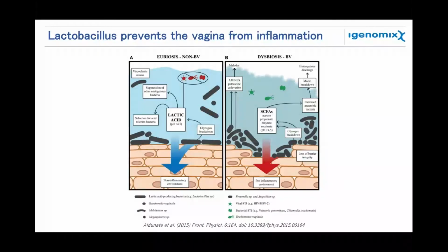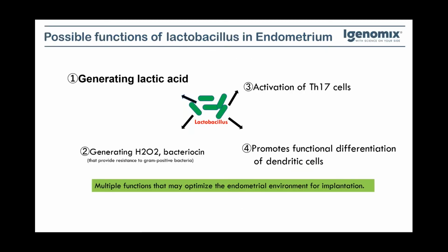Lactobacillus prevents the vagina from inflammation because it generates lactic acid and makes the pH lower than 4.5. So this is the mechanism in the vagina. However, in the endometrium it could be different. We found that the pH is not as low as in the vagina, so there are some other possible functions of Lactobacillus in the endometrium. For example, generating lactic acid is one of them, and it could also activate Th17 cells, promote functional differentiation of the dendritic cells, and generate some H2O2, as well as other functions that we haven't found.